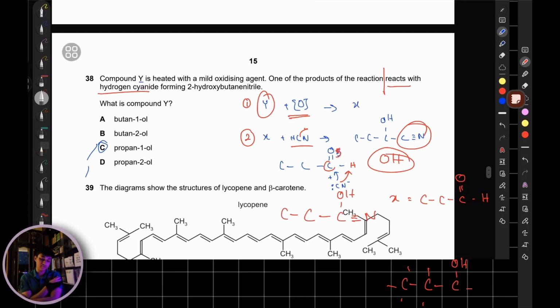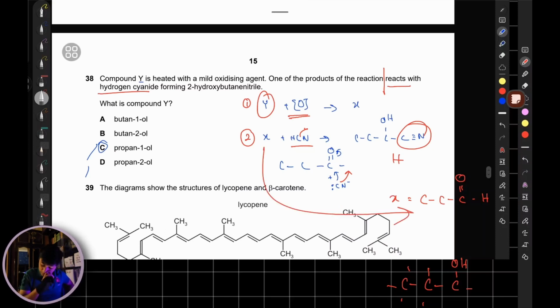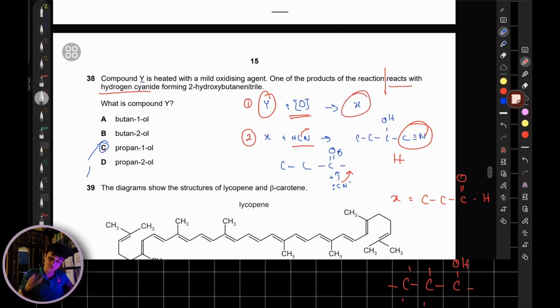Again, it's going to put a single bond between the oxygen and the carbon atom, and then since the oxygen atom has a negative charge, it's going to attract the positive hydrogen ion and form an OH bond. In that position we are going to have a nitrile group. Okay, so that's how this reaction 2 is happening. So now you know what X is. X is a propanal. So if X is a propanal, that means you know the end product over here, which is a propanal.